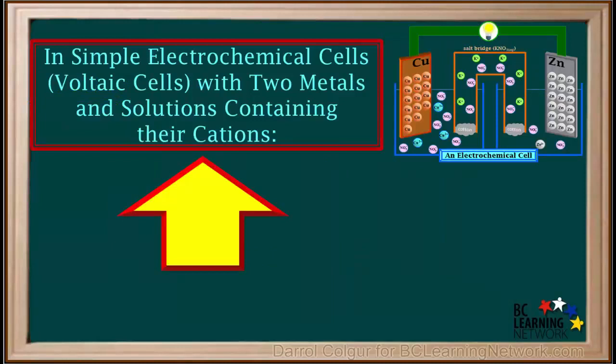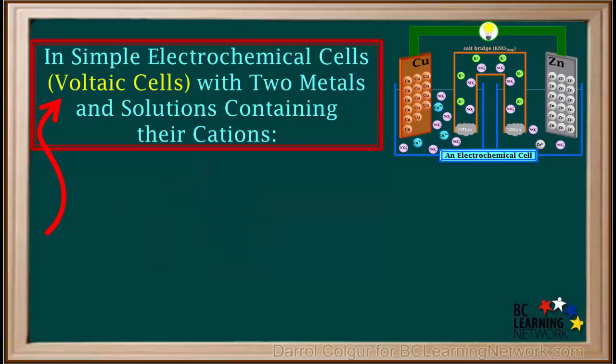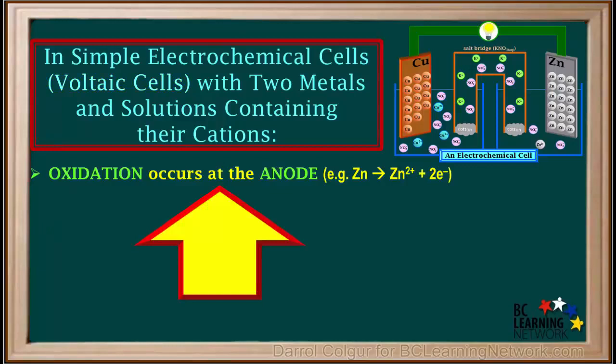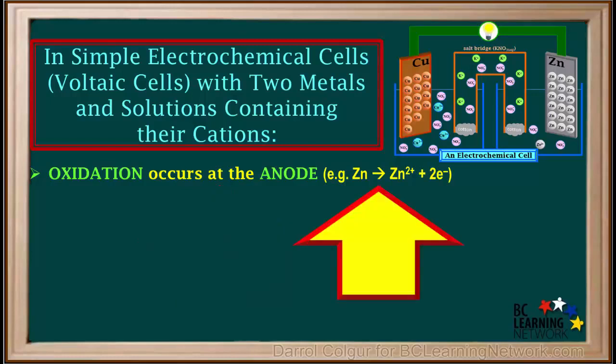Here we'll summarize the main things you need to remember about electrochemical cells containing 2 metals and solutions containing their cations. Electrochemical cells are also known as voltaic cells. You may see this term in some textbooks. Oxidation always occurs at the anode. One way to remember this is oxidation and anode both start with vowels. For example, in the cell we've shown here, zinc metal atoms are oxidized to zinc ions.